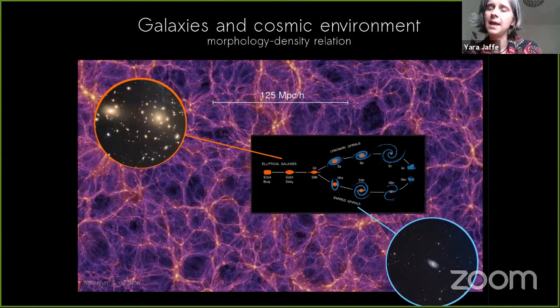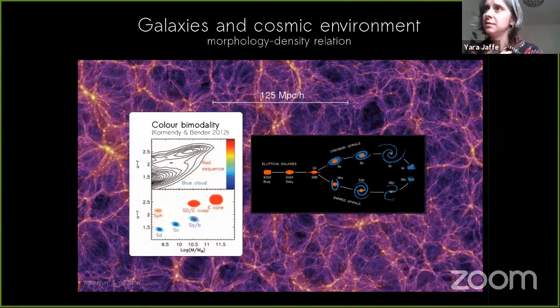And on the right-hand side, we have star-forming spirals with and without bars, and also irregular galaxies. As opposed to elliptical and lenticular galaxies, the spirals and irregulars have a lot of gas, a lot of fuel from which they can form new stars, and they have a blue appearance.